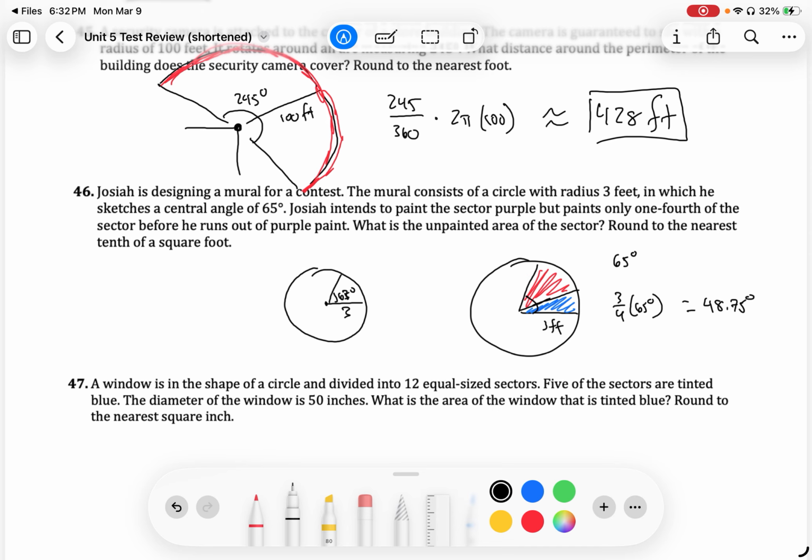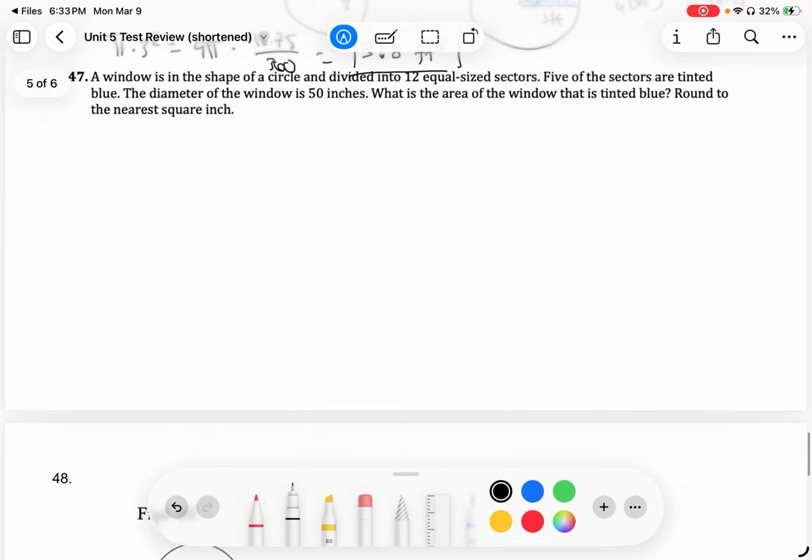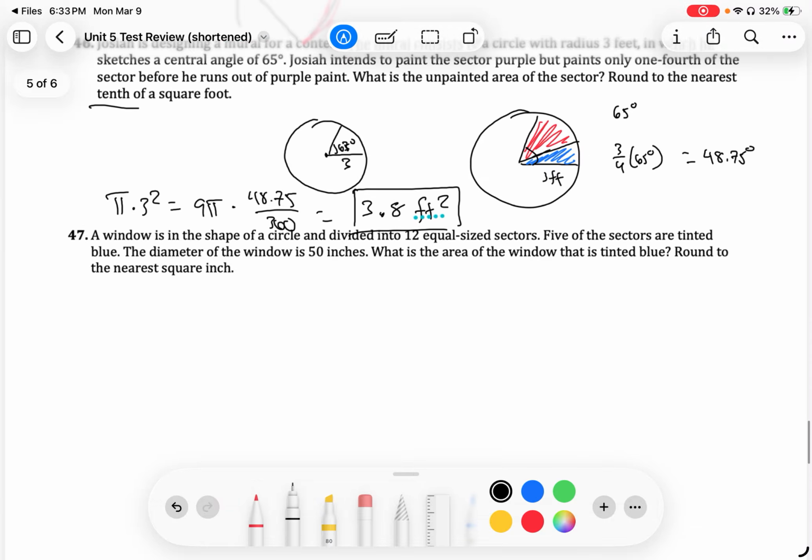To find that, I would do pi r squared, which is 9 pi, that's the area of the entire circle, then multiply by 48.75 over 360. So if I do that, I get 3.8 square feet. Okay, we're getting close here.